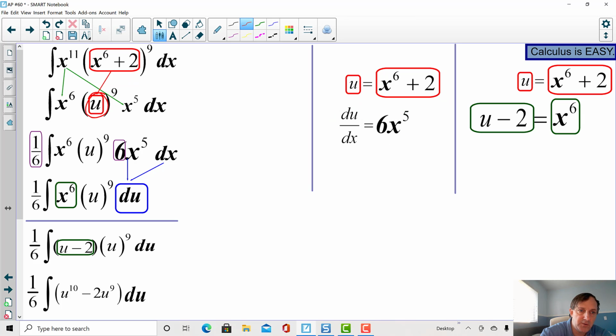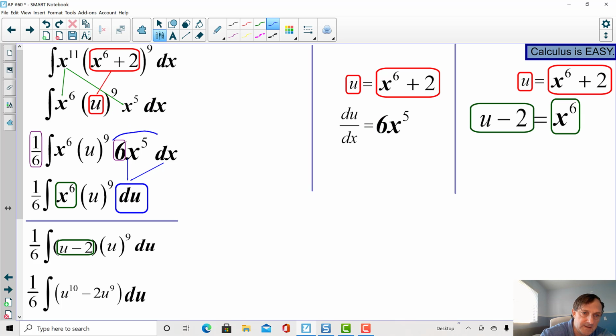So let's trade our u for x to the 6 plus 2. And I'm going to need an x to the 5. I have an x to the 11. So you can break it up into two pieces. X to the 11 is x to the 6 times x to the 5. So I'm almost there. I have x to the 5. I need 6 x to the 5. So I can put a 6 as long as I put a 1 over 6.